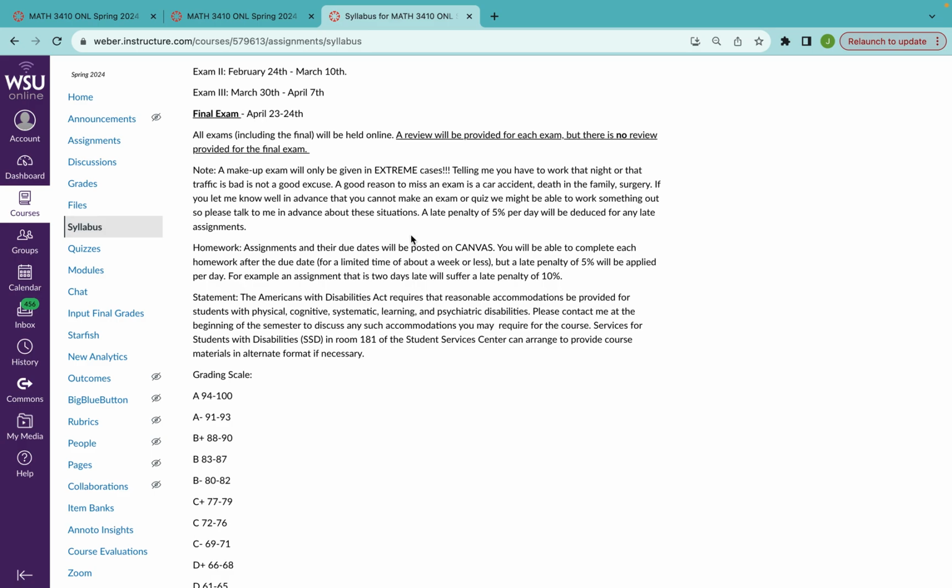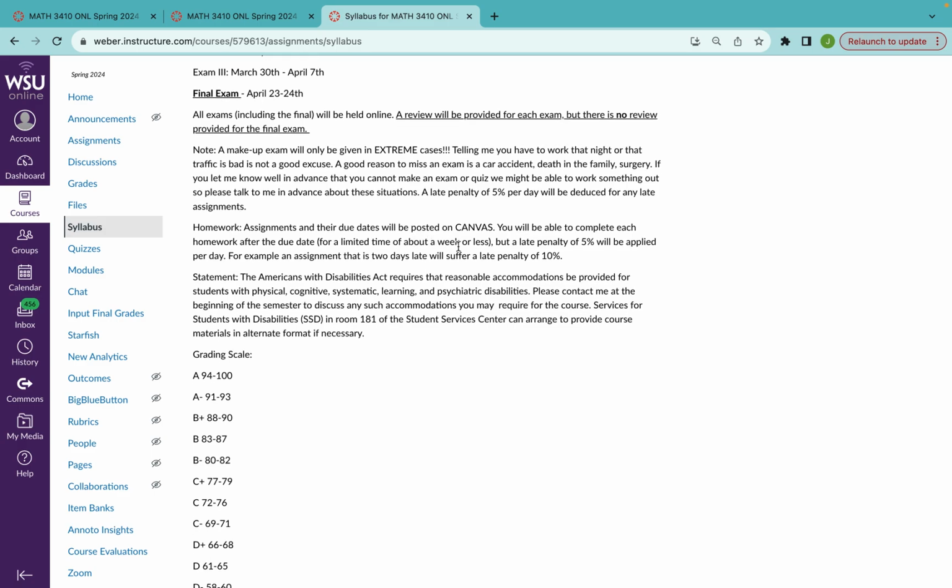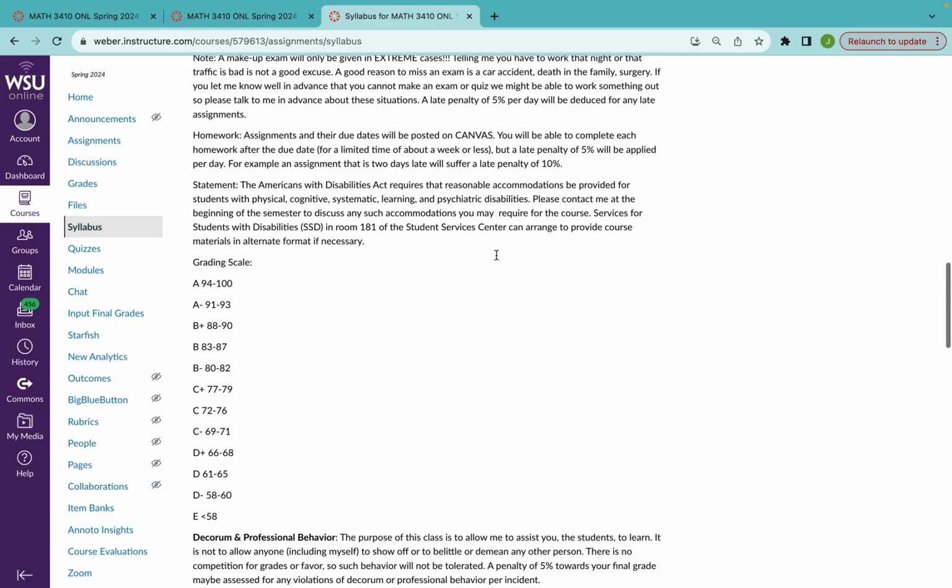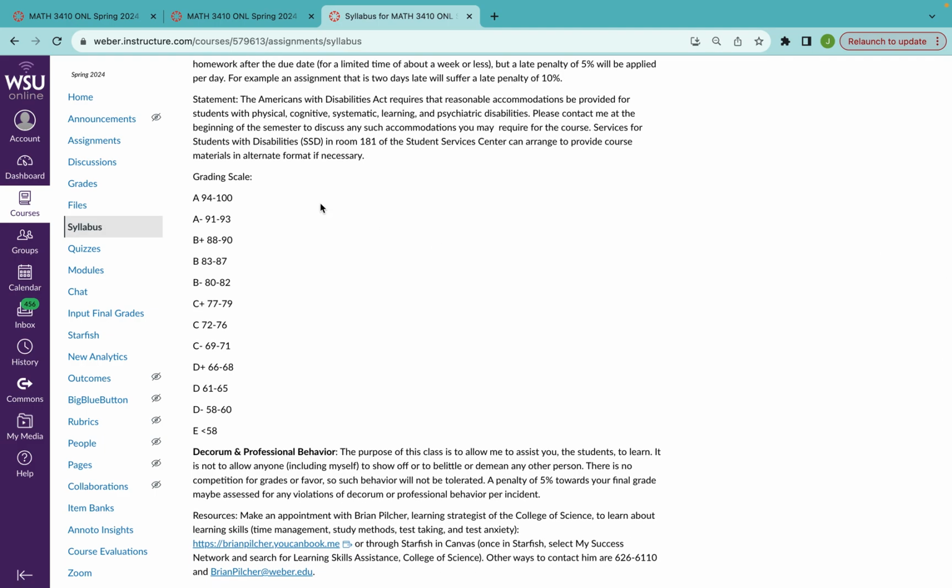One thing that you should be aware of is that there's a late penalty of 5% per day in this course. Okay. So for example, an assignment that's late 2 days will have a penalty of 10%. Okay. In terms of your grade that you earn, an A is 94 to 100, and the rest of the scale is given right here. Okay.